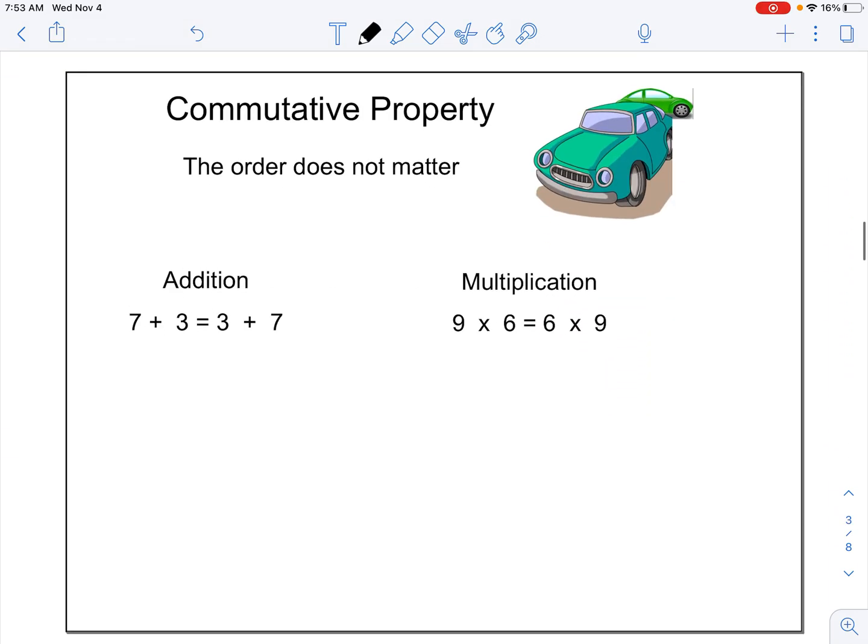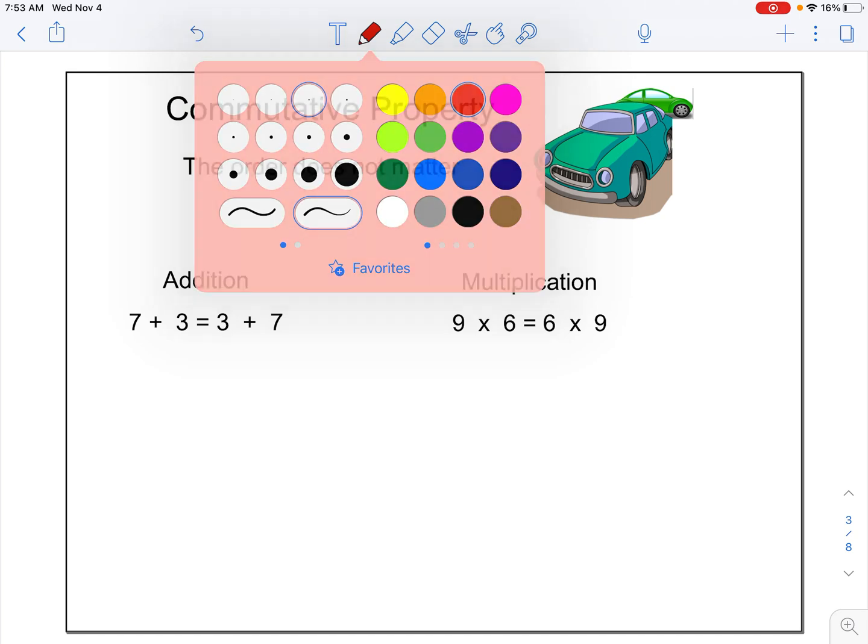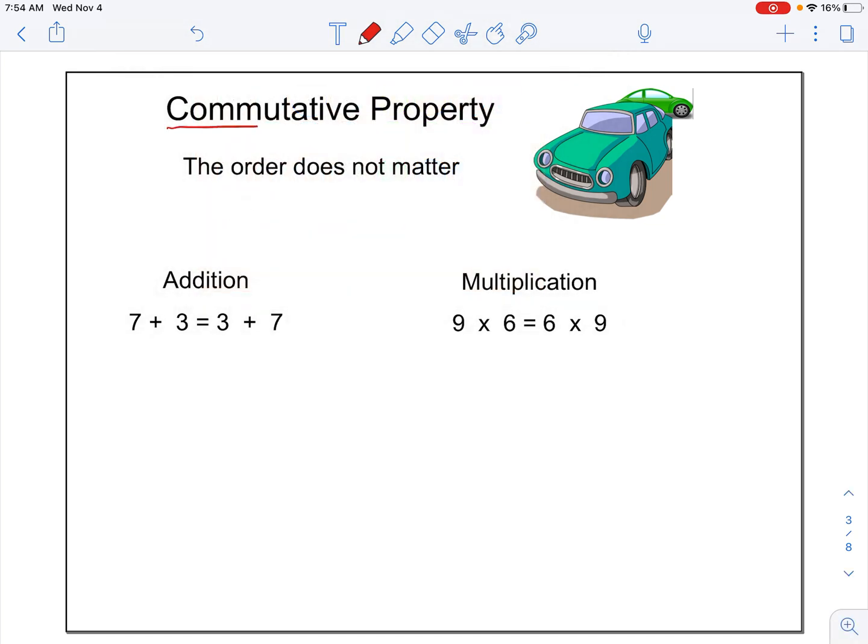The first one we're going to look at is the commutative property. There's no N in it. It is commutative. And I like to look at this as, it's based on the word commute. And if you commute, you move from one place to the other. So if your parents commute to work, they are getting in their car and driving from your house to their work. So they are commuting, moving places.